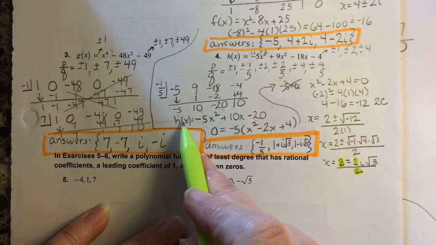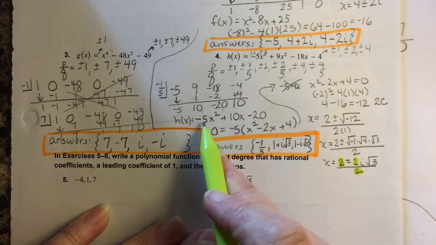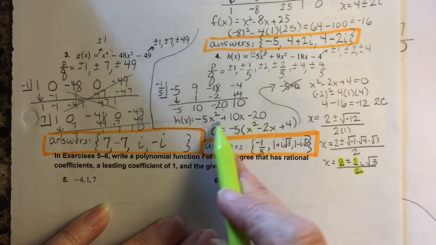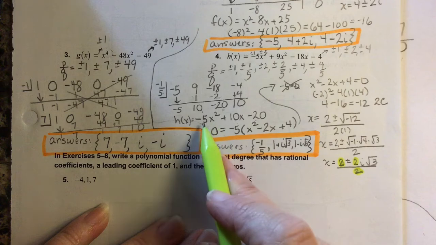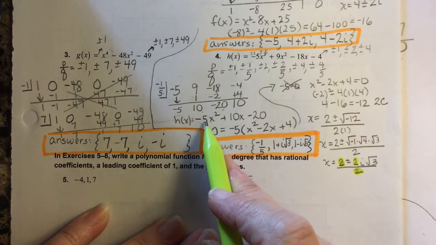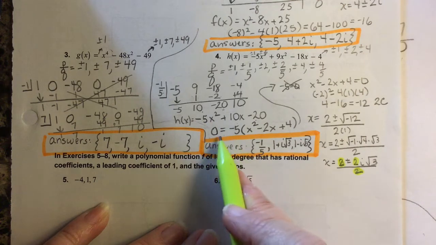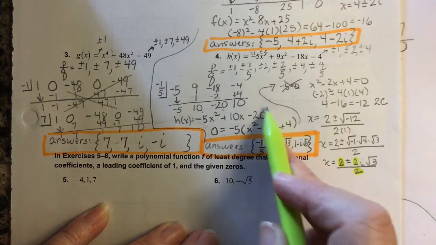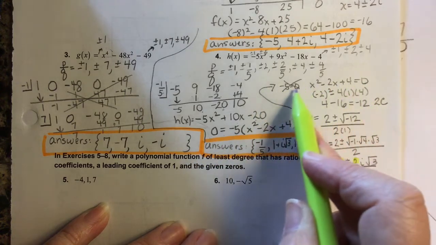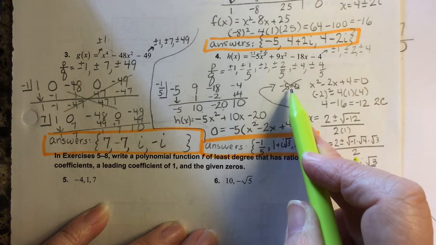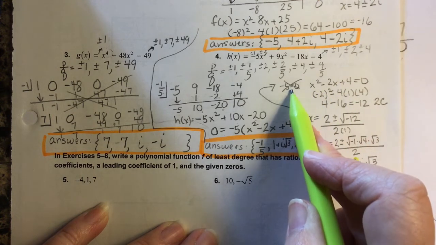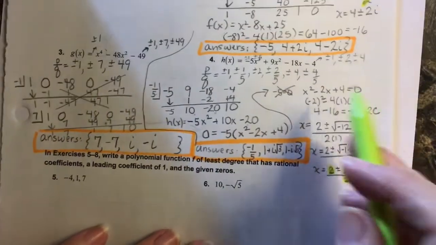So the first thing I did was replace h of x with 0. And then I noticed they all had a common factor of -5. Even if they all hadn't had a common factor of -5, I would have taken out a negative so that my a would be positive. Then once I took out my common factor of -5, I did the zero product property. I set both of those factors equal to 0. I threw this one out because -5 can never equal 0.